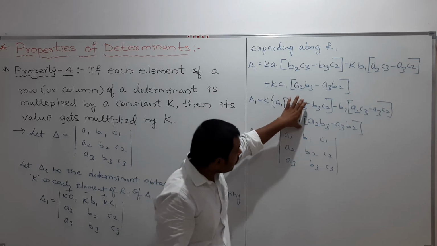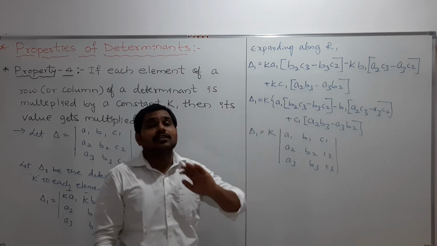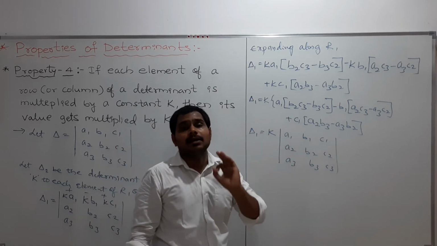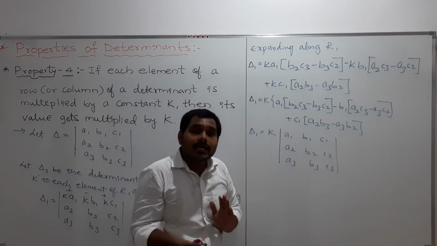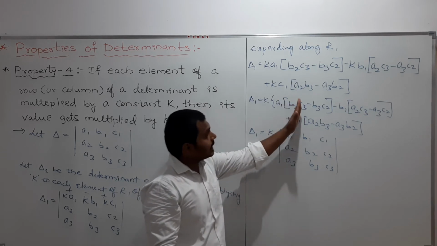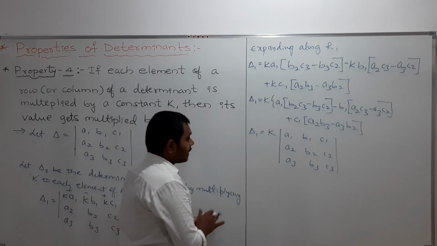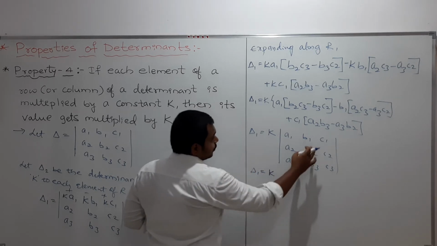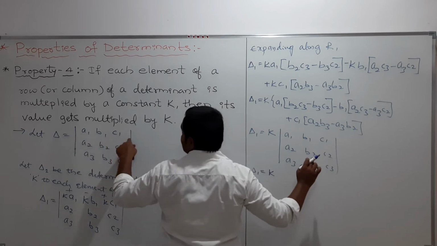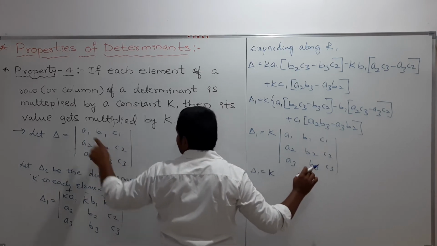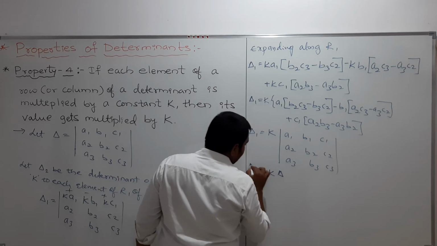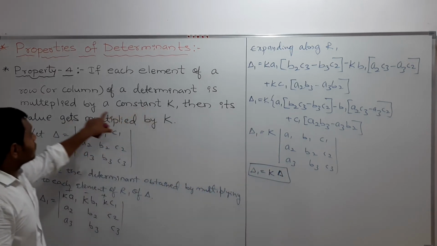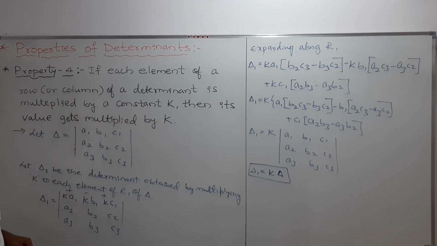So from this and this, there is no difference. There is no variation. Both values are the same. Only the way of expressing is different. If you solve this one, you will get this much only. So now, my dear students, you can write delta 1 is equal to k into determinant a1, b1, c1, a2, b2, c2, a3, b3, c3. This is nothing but your delta. So therefore, my dear students, you can clearly observe the statement.